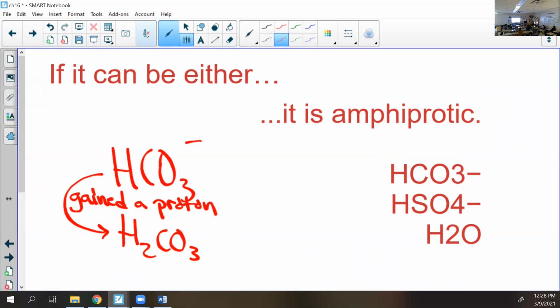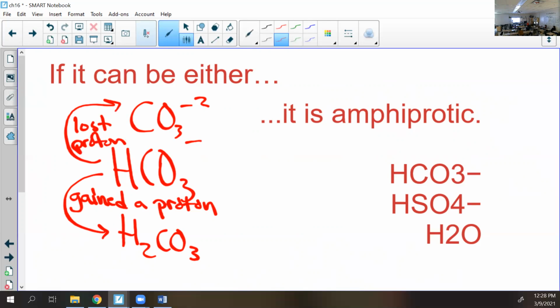All right, but we also know about the carbonate ion. What's the carbonate ion? CO3 minus 2. So how did this become that? It lost a proton. So if I have HCO3, I can put it in water and have it behave both ways. Are those molecules like the acid? Fairly, because they'll do either one.